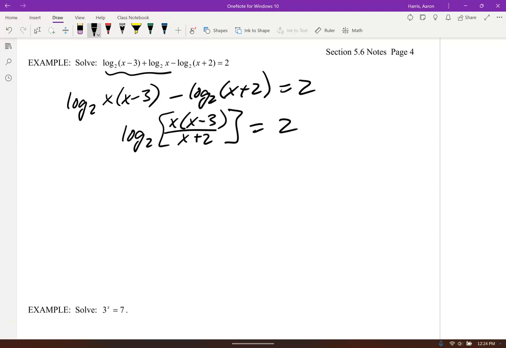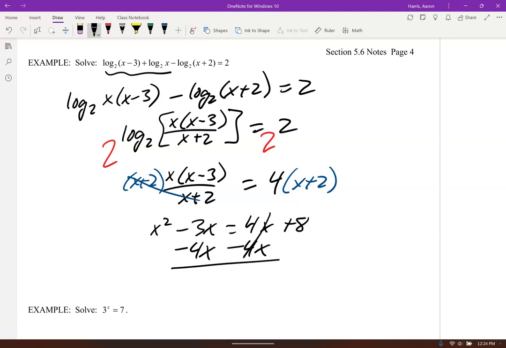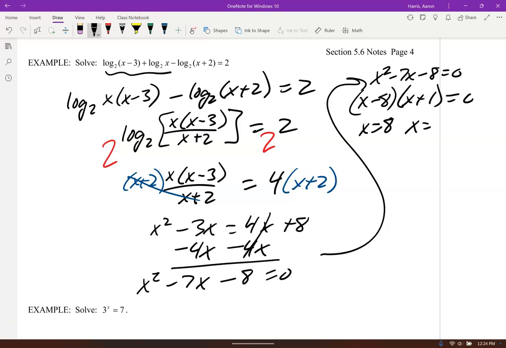And that equals 2. How do I undo log base 2? I go 2 to that side, 2 to that side, and that'll undo it. 2 to log base 2 of whatever is that whatever. Multiply both sides by that x + 2. And so we've got x squared minus 3x equals 4x + 8. Solving a quadratic. x squared minus 7x, I guess subtract 8 as well, equals 0. So I get (x - 8)(x + 1) = 0. So x equals 8, x equals negative 1.